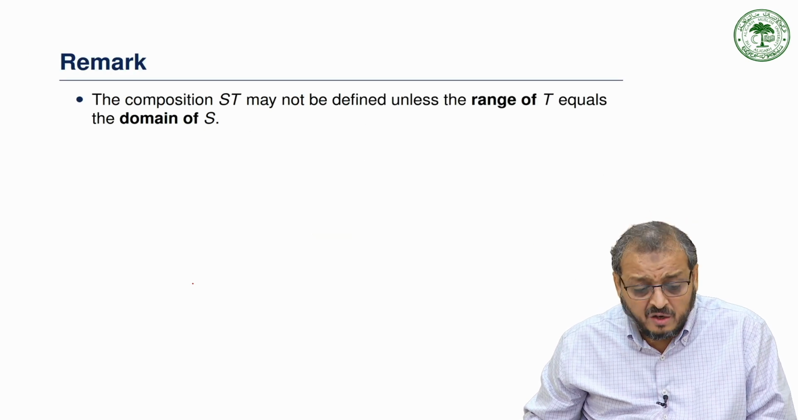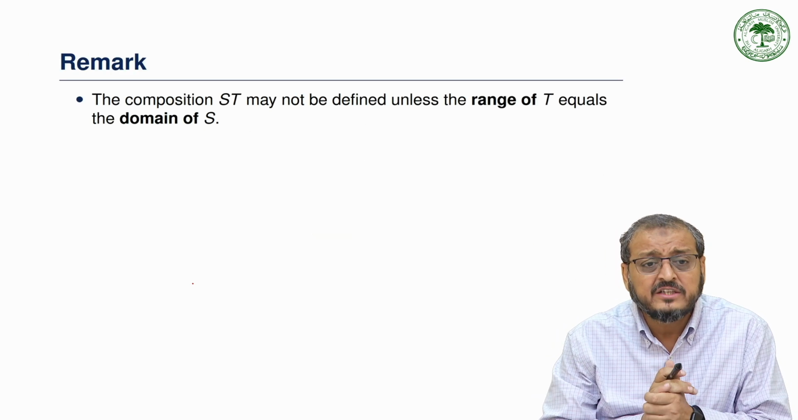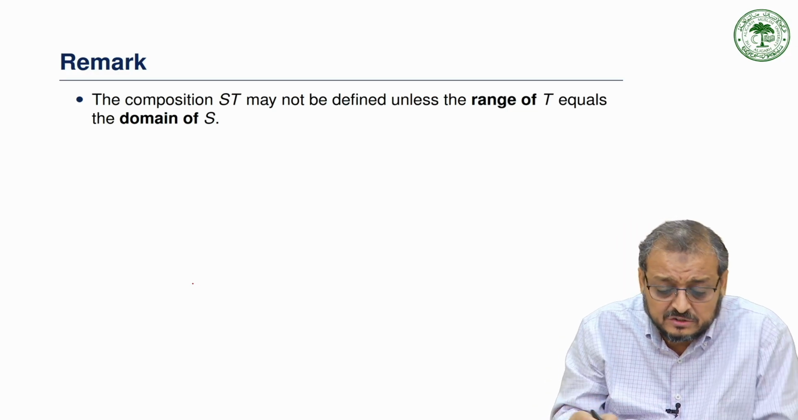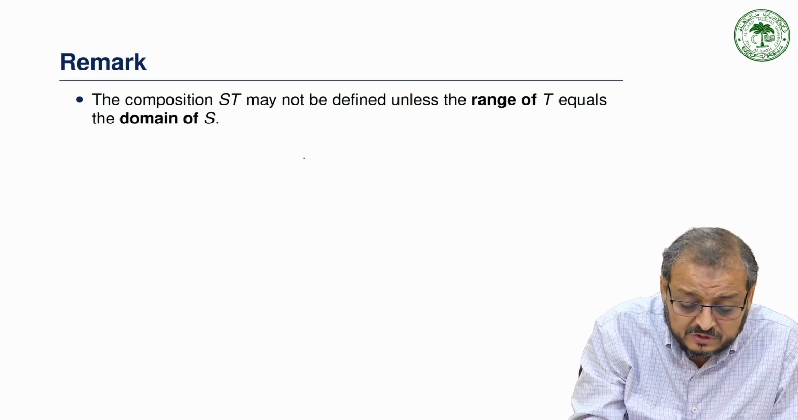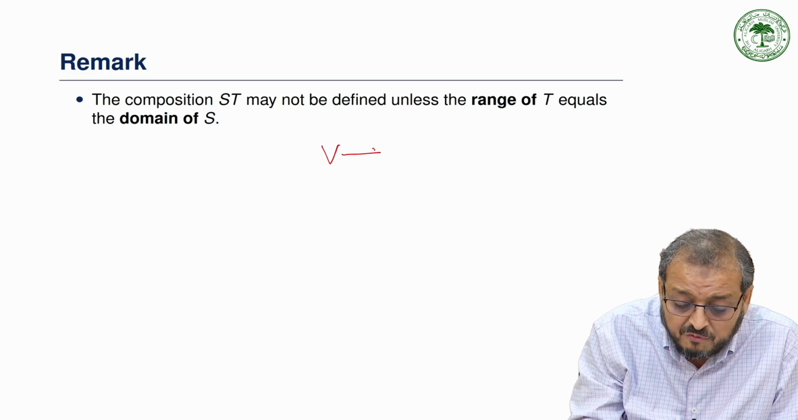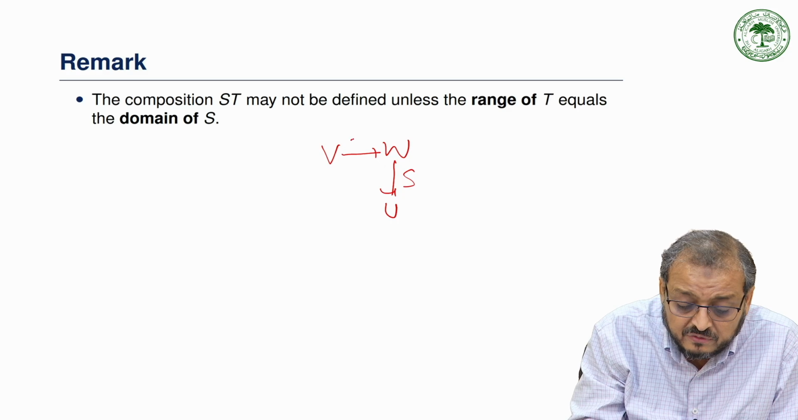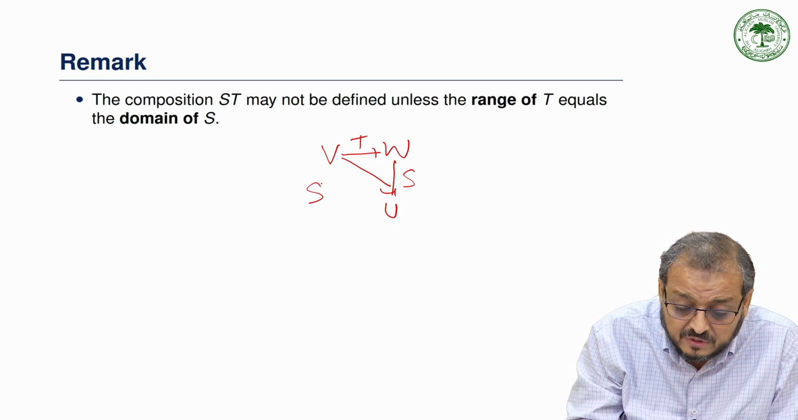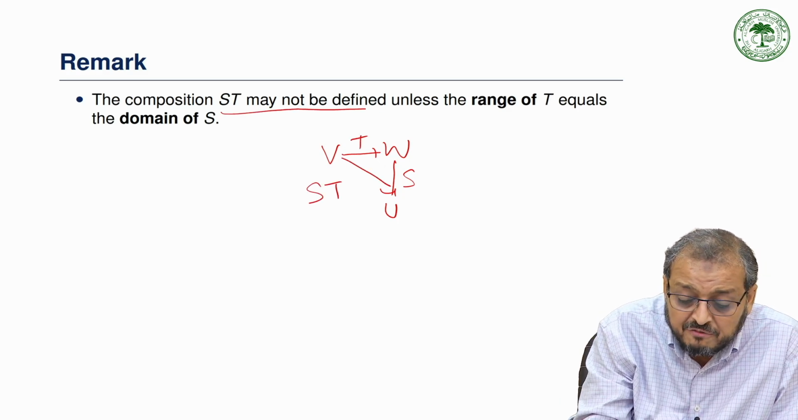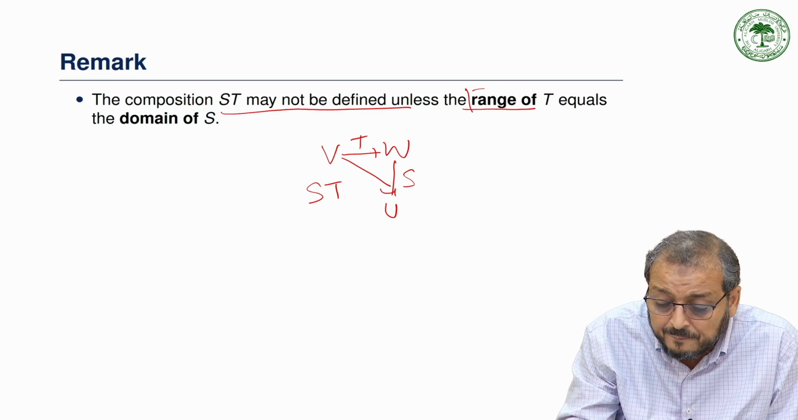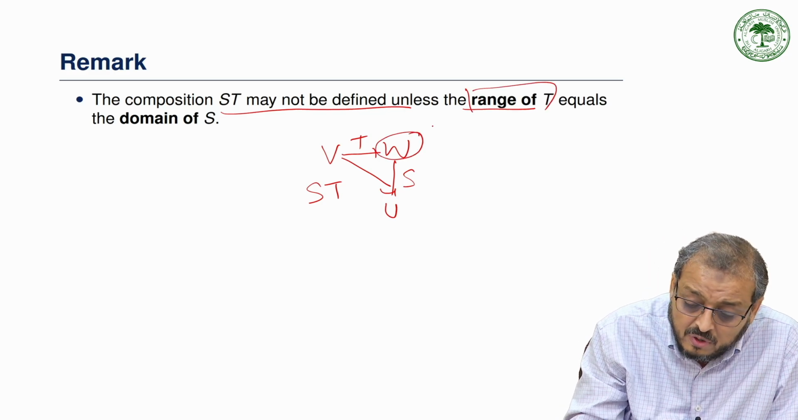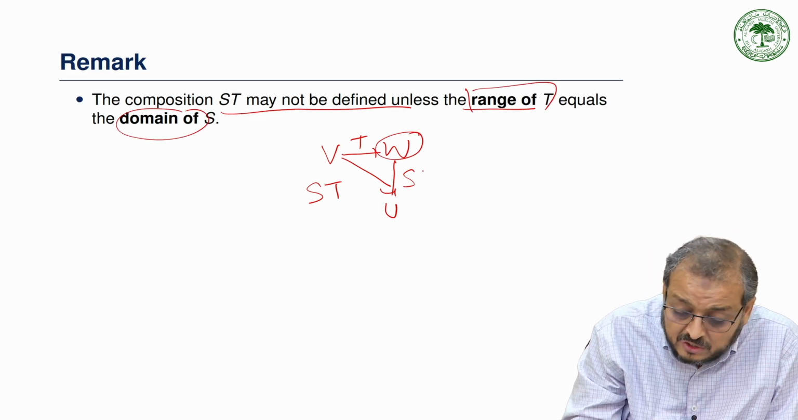Okay, now when is this S composition T defined? Suppose we have V to W, and then W to U. This is T, this is S, then you have ST. Now ST may not be defined unless the range of T, which is W, equals the domain of S, then the domain of S.